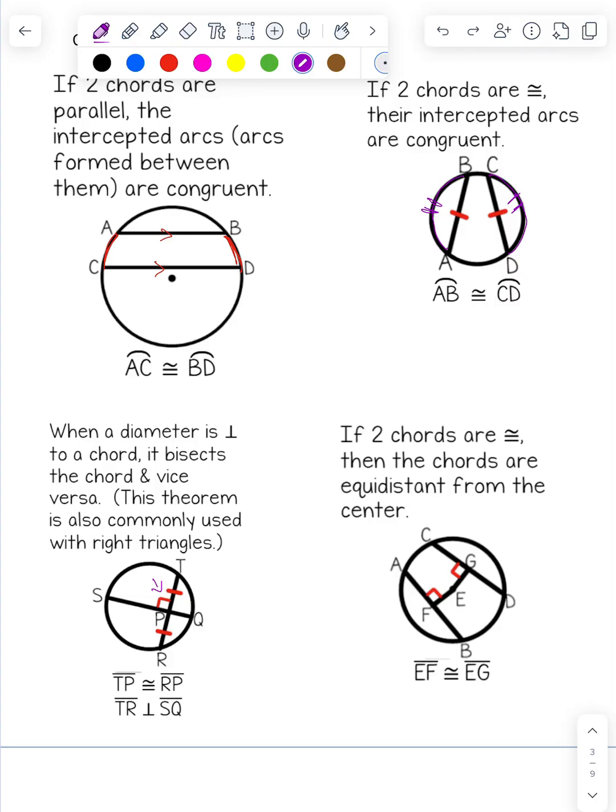And finally, if two chords are congruent, then the chords are equidistant from the center. So let's say that chord AB and chord CD were congruent chords. Then we would be able to conclude that their distances from the center, so EG and FE, would be congruent to each other.